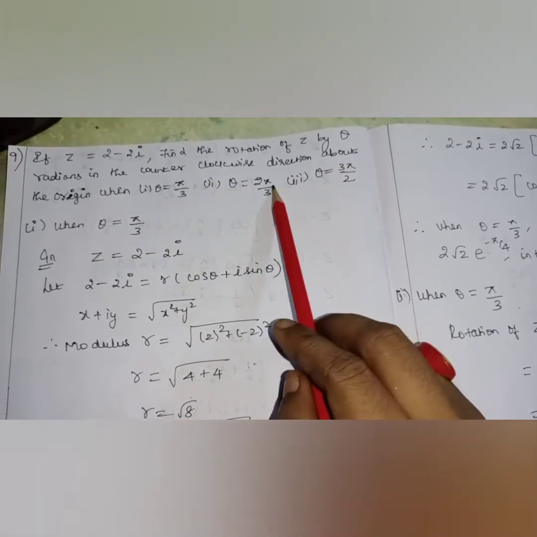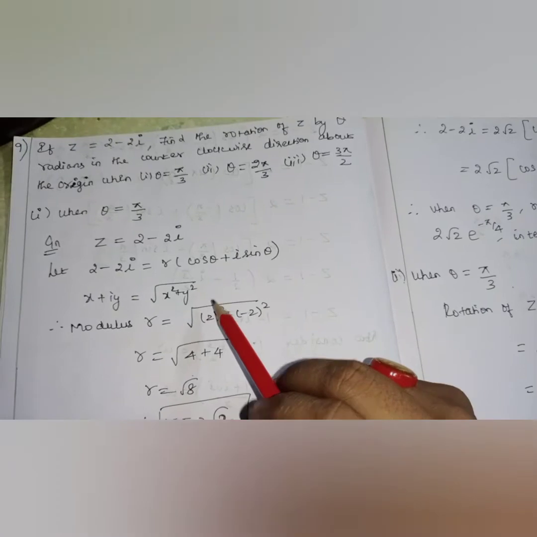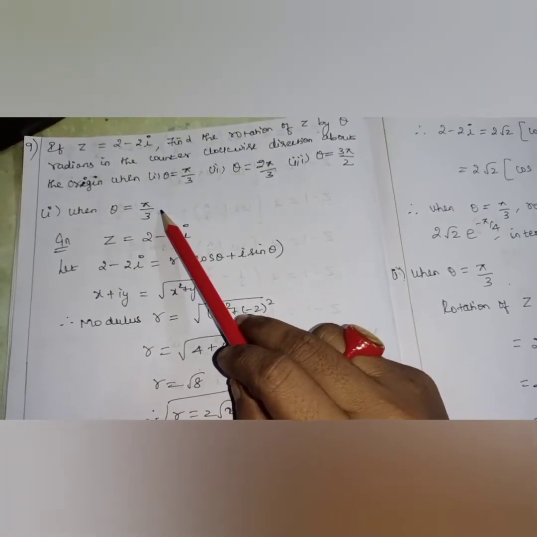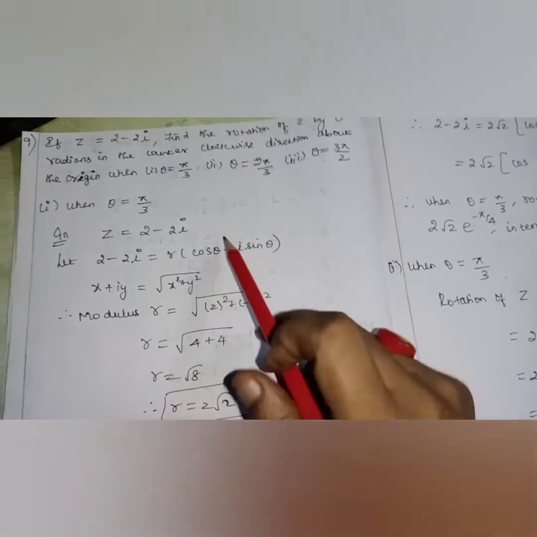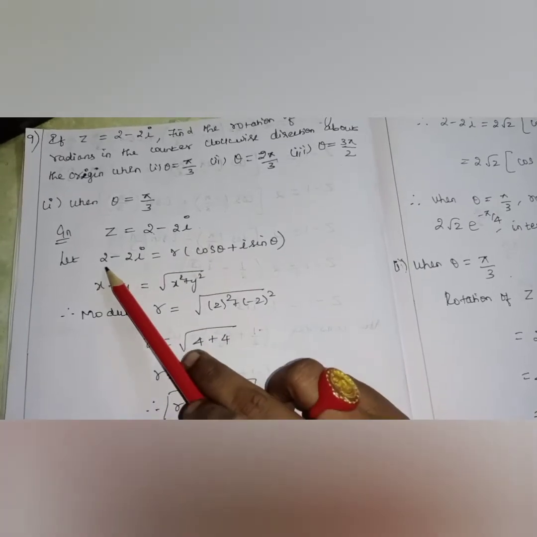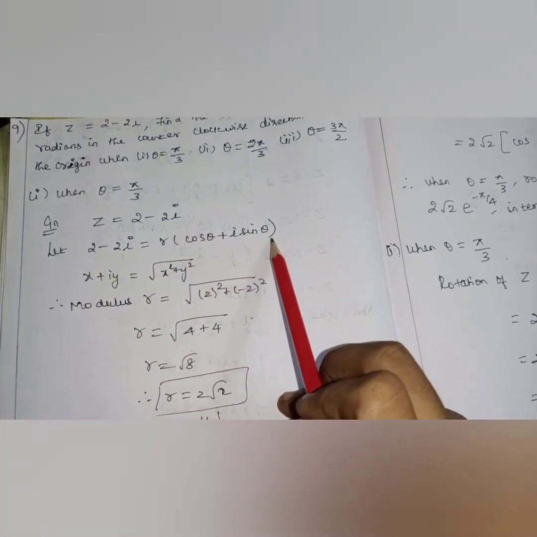Theta equal to pi by 3, theta equal to 2 pi by 3, theta equal to 3 pi by 2. Now before getting into the subdivision, first let us bring it to the polar form. Z is equal to 2 minus 2i. So 2 minus 2i is equal to r into cos theta plus i sin theta.